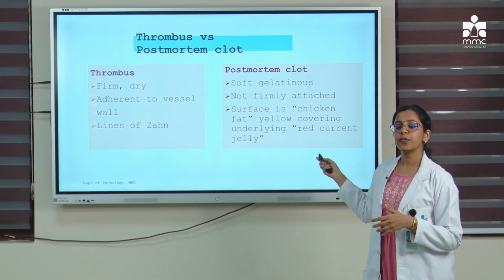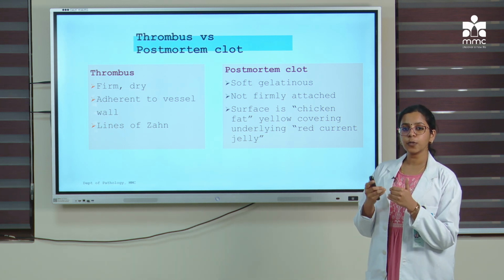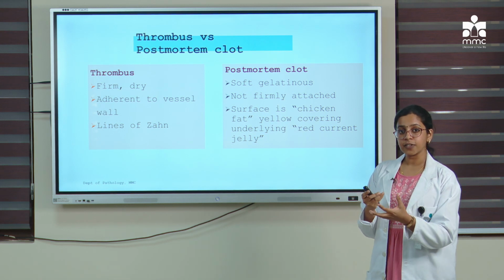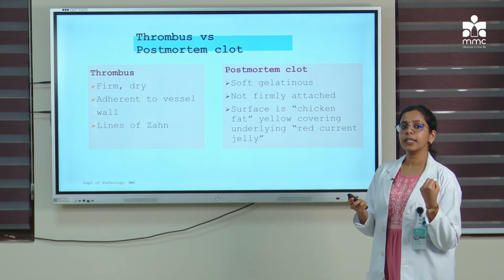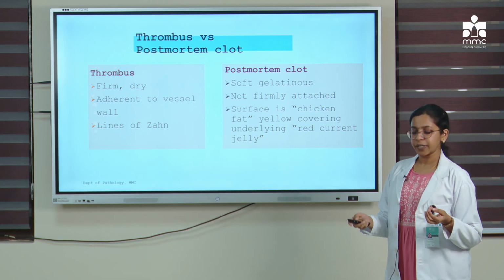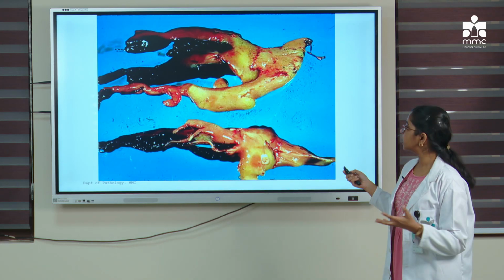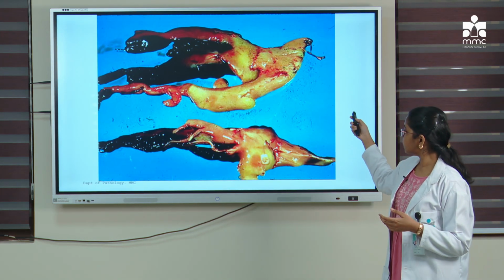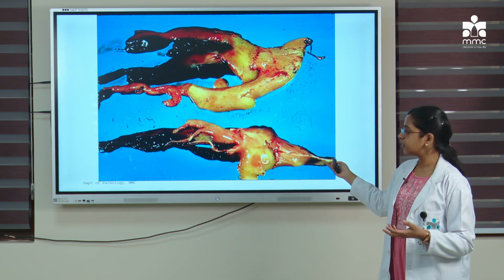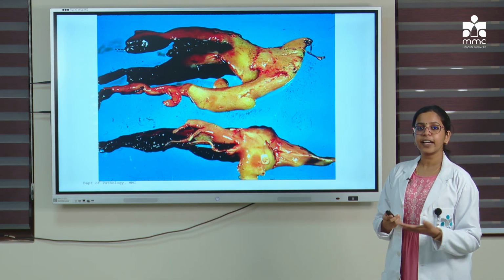Here instead you are going to find something called chicken fat appearance, because in a postmortem clot the superficial surface is going to be pale yellowish in color and gelatinous in consistency, whereas the deep or dependent area is going to be hemorrhagic, red in color, which is called red currant jelly appearance. This is a gross picture of the postmortem clot. The superficial or top portion is the gelatinous yellowish area, which is called the chicken fat appearance, and the bottom or dependent area has a dark red color, called red currant jelly appearance.